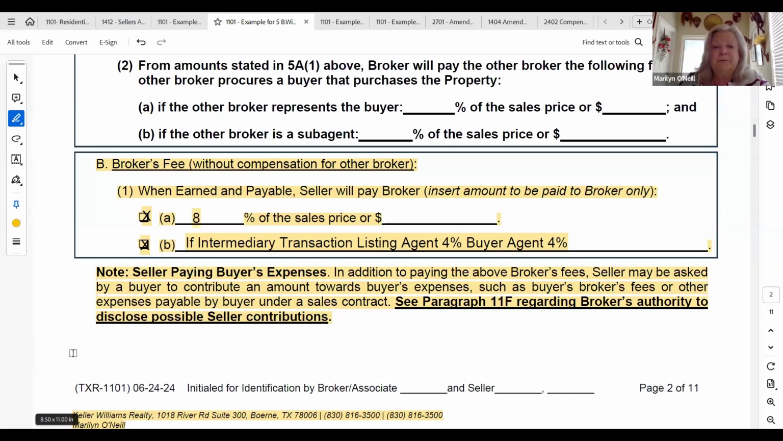Quick question, Marilyn. In A, if we have a customer, can we no longer keep the full amount then? If it says that's it's going to. Yeah, everything in 5A is all the brokers. Okay.